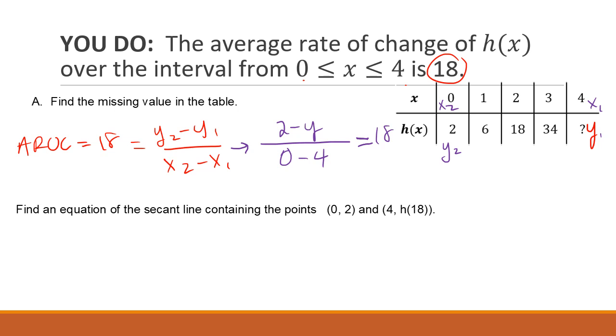Once you have found y, you then can go ahead and substitute in for h of 18 because you'll know what that value is. And you can practice finding your secant line. Remember, finding the secant line, we're using y equals m times x minus x1 plus y1. Okay? You got this. It's going to be great.